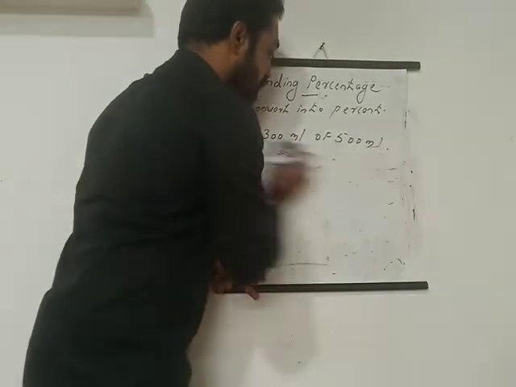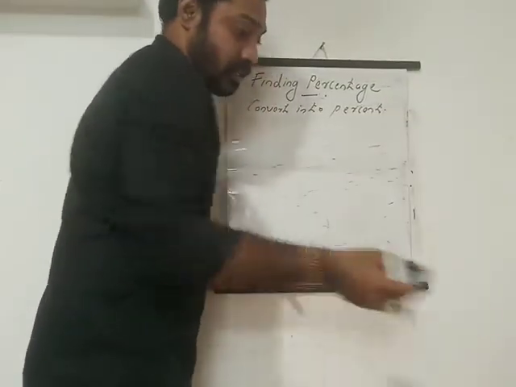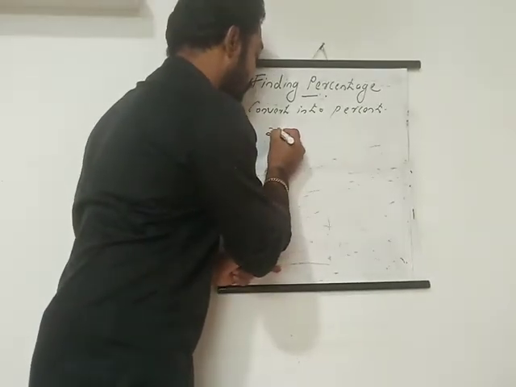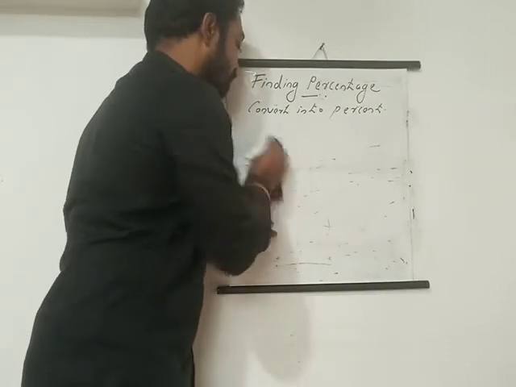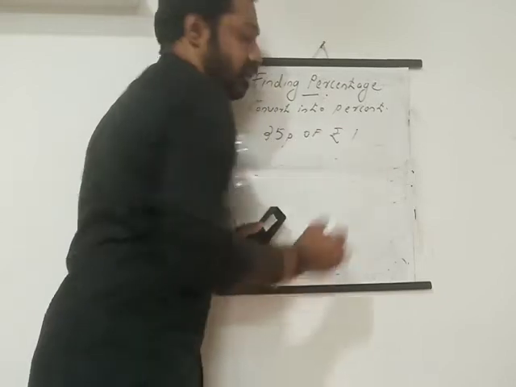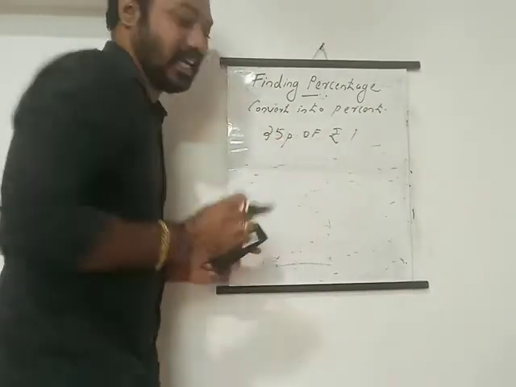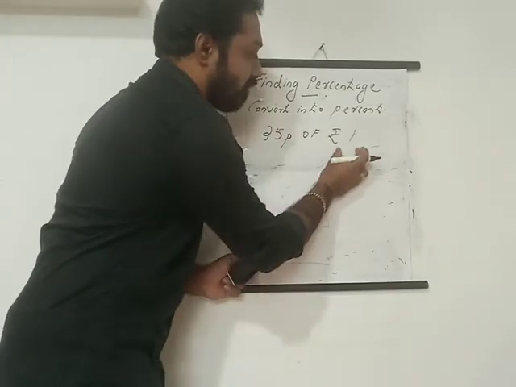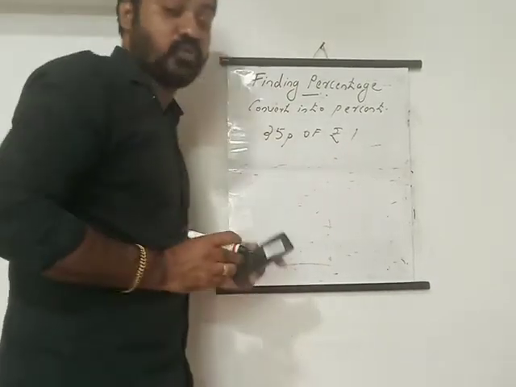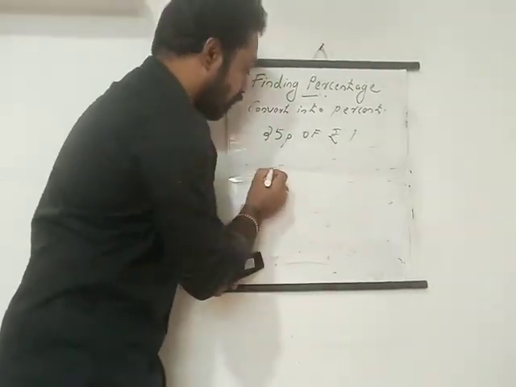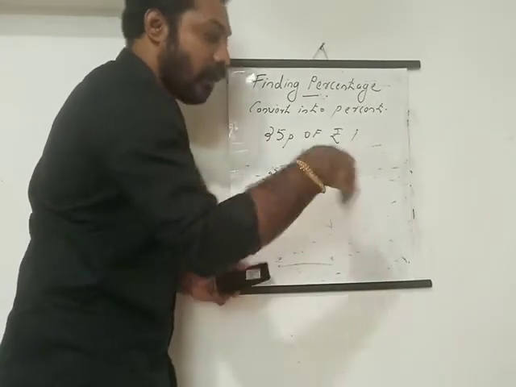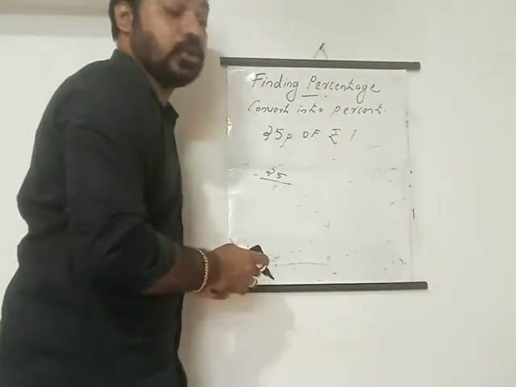Maybe different kinds of questions will be asked. That is in exercise 4.5. The first question is 25 paise of rupees 1. Here one is in paise and one is in rupees. So you have to find 25 paise is how much percent of rupees 1. You cannot write 25 by 1 divided into 100, because this is in paise and this is in rupees. So you have to convert rupees into paise.